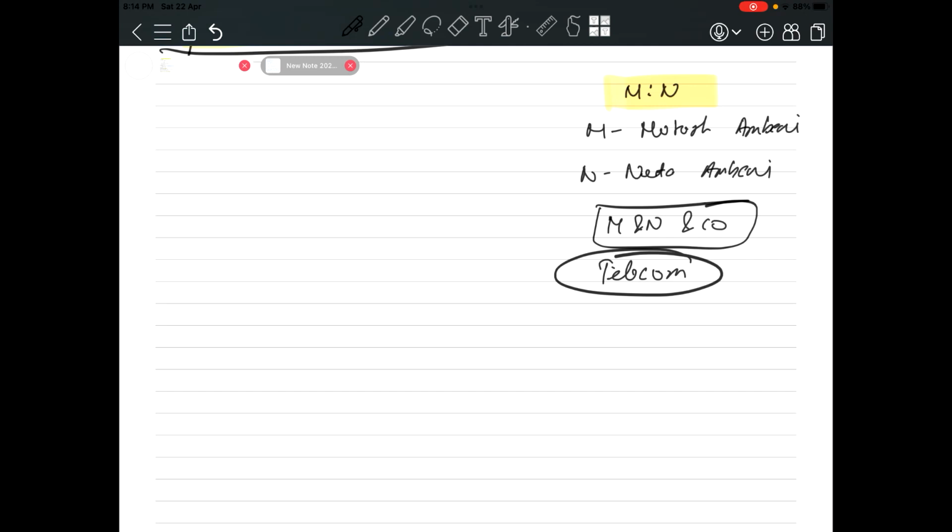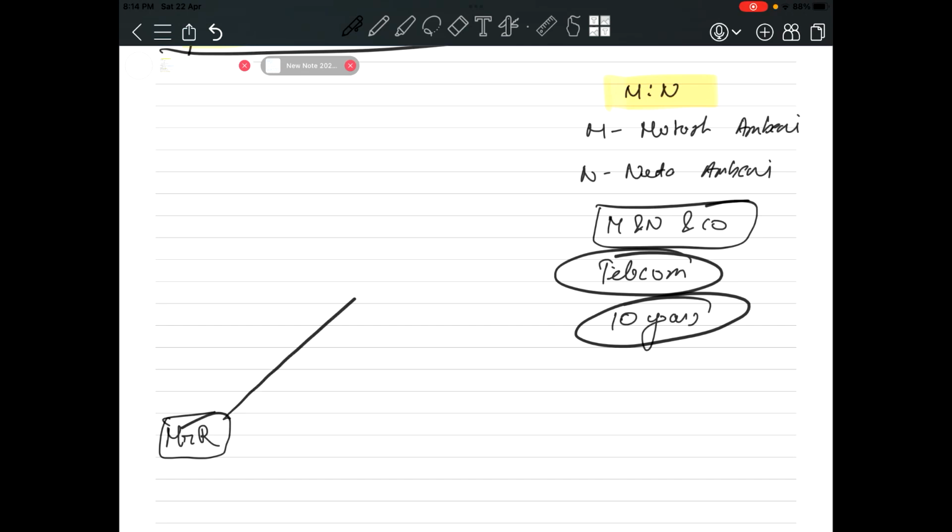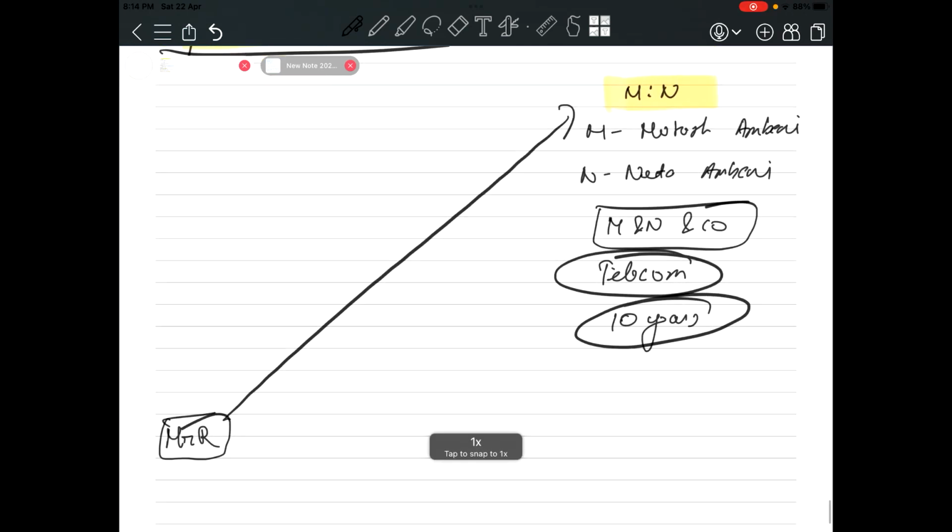Now Mr. Mukesh Ambani and Nita Ambani are running this business for the past 10 years. Now there is another person called Mr. R. Mr. R has decided to join their partnership firm, and Mr. M and Miss N don't have any problem with Mr. R joining their business.